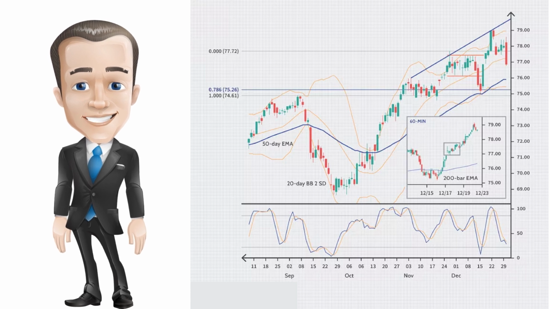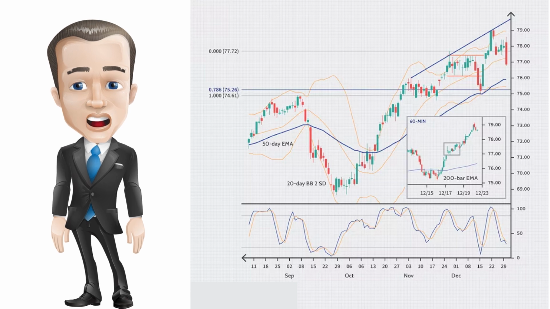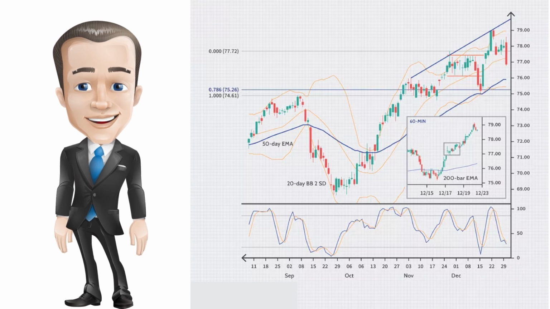Our tape reading skills now come into play because the price settles into a bullish 60-minute consolidation that lasts 8 hours, black rectangle on the 60-minute chart. The lack of selling pressure emboldens us to play for the higher exit, which has 3 advantages.